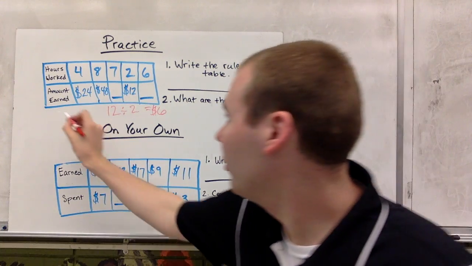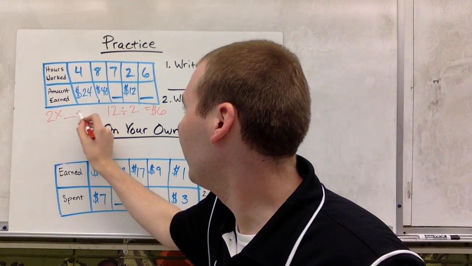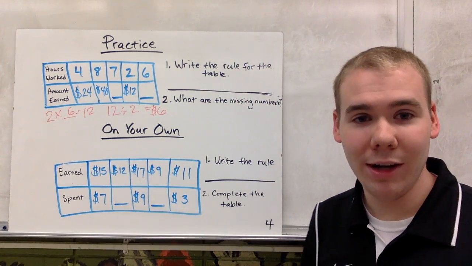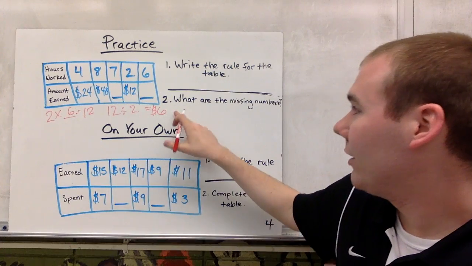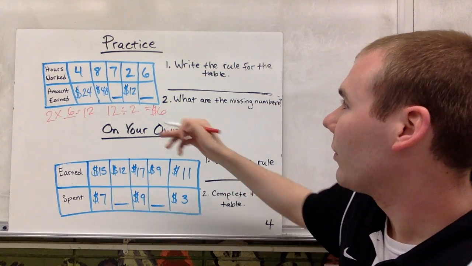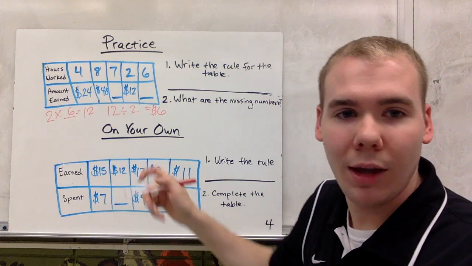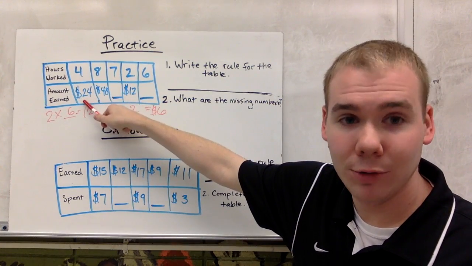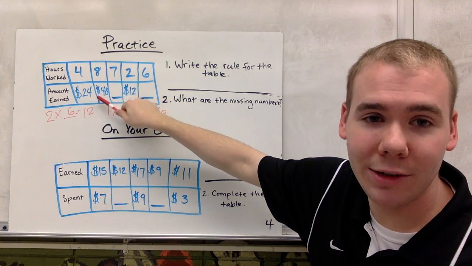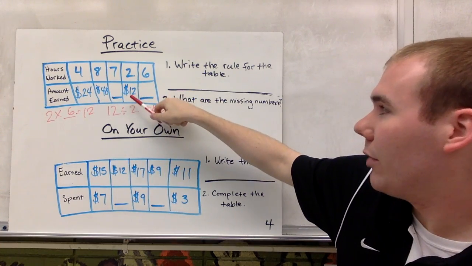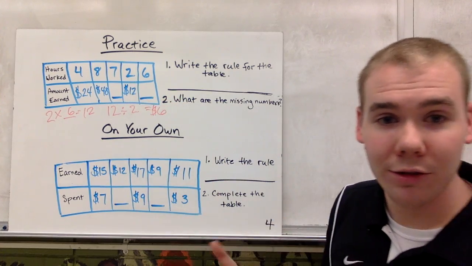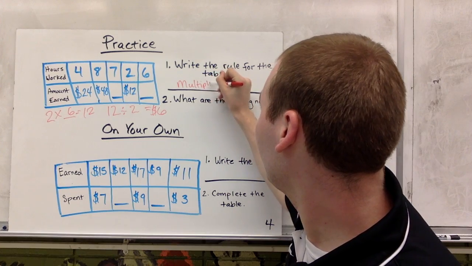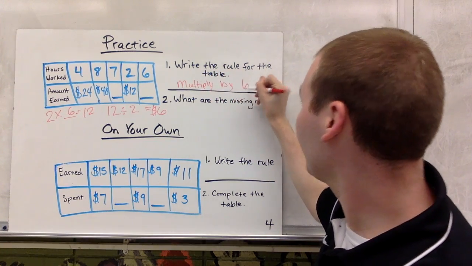I could have also said 2 times blank equals 12, and I know that 2 times 6 equals 12. That was from last unit. You guys know how to do that. So if I know that I'm making $6 an hour, I can take any one of these numbers and multiply it by 6, or I should be able to. So let's try it. 4 times 6 equals 24. That checks out. 8 times 6 equals 48. And 2 times 6 equals 12. So I found my rule. My rule is to multiply by 6. That's my rule.